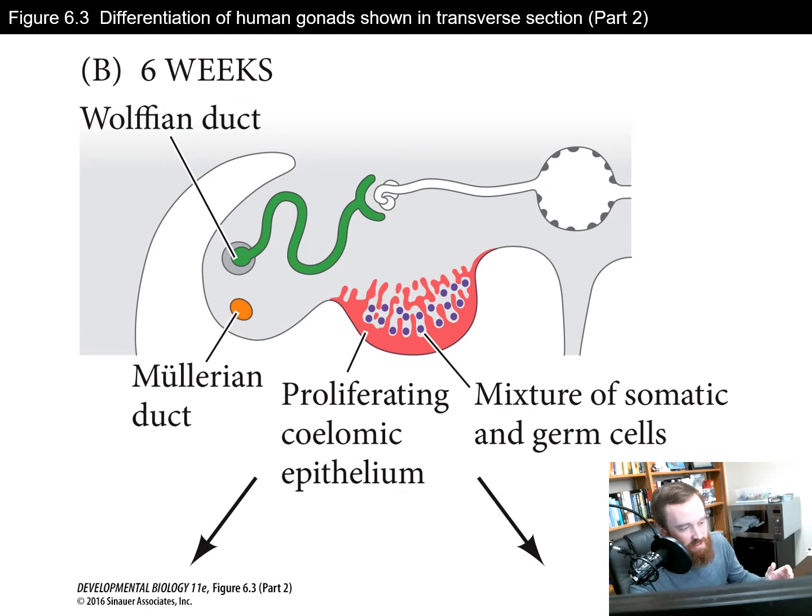Now at 6 weeks, the genital ridge is now occupied by both somatic cells, so non-sex cells, and germ cells, so they've migrated to the genital ridge. And as you can see, we have both the Mullerian duct and the Wolffian duct, so this is unspecified as male or female yet at 6 weeks. And at this point, this is kind of the last step before the chromosomes decide if it's to develop into a male or a female.